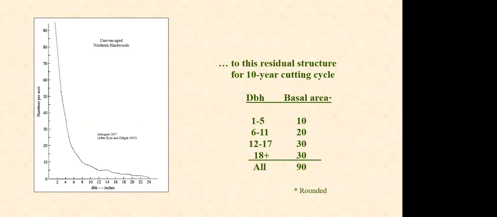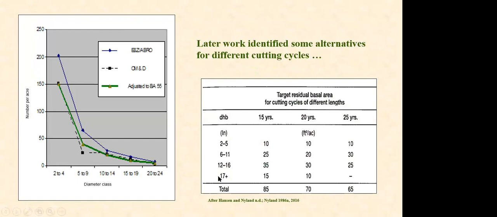Here was their residual structure for a 10-year cutting cycle: 10, 20, 30, and 30 square feet of basal area. I remember it by 1, 2, 3, 3, a total of 90 square feet for a 10-year cutting cycle. And when you cut, you try to get as close as you can to those residual basal areas amongst the size age classes. Now, when they actually did the cuttings, they went to a much lower residual basal area. It was about 55 square feet to the acre. And that's the lower dashed line on this diagram.